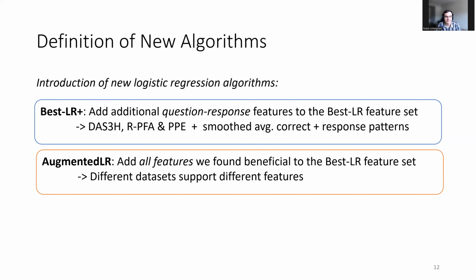The second model which we explored is augmented LR, which adds all features we found beneficial to the best LR feature set. This leads to larger performance improvements, but it requires us to adapt our feature set to the underlying data set, because not all data sets support all types of data right now.